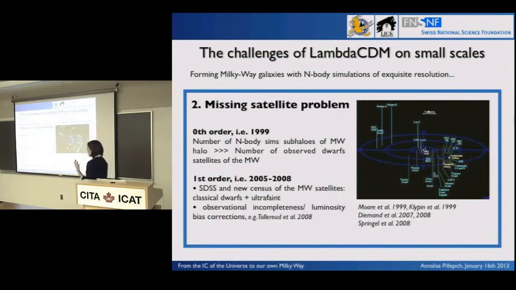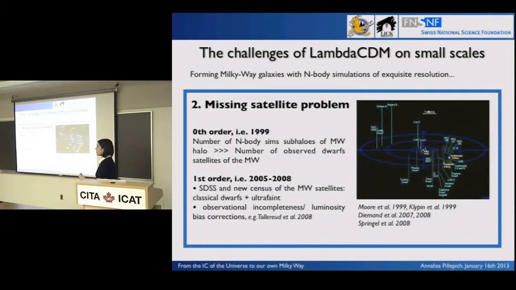Then, in the late 90s, there was the so-called missing satellite problem. The number of sub-halos observed in the Aquarius simulation, the Lactea simulation, were an order of magnitude more than the ones observed in the Milky Way. At that time, the satellites of the Milky Way were the classical dwarfs, which are about 10, plus the Magellanic clouds. And there was really a mismatch of orders of magnitude.